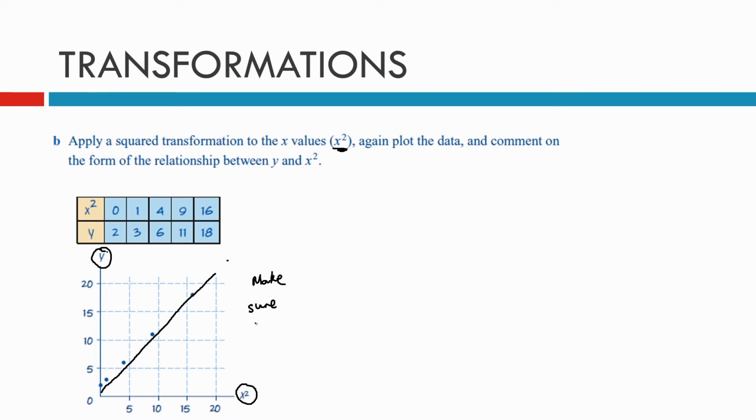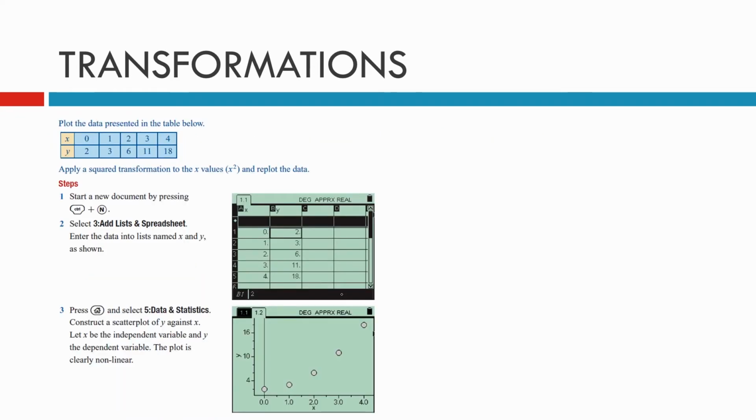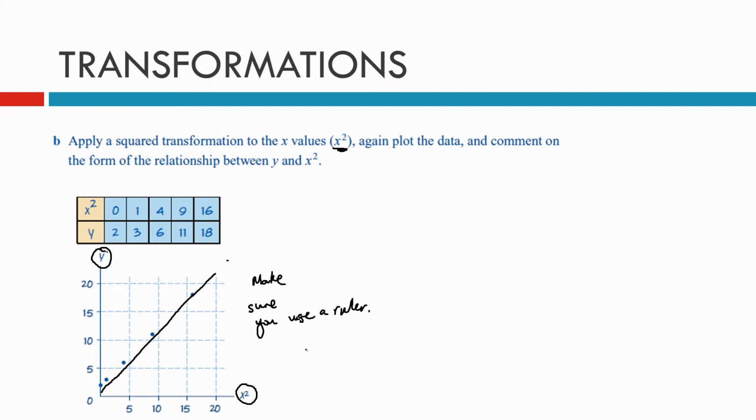It says to comment on it, so we must make sure that we comment. The relationship between x squared and y, or you could say the relationship between y and x squared, is linear. Okay, it doesn't matter how you write it. And make sure that you say x squared and y.